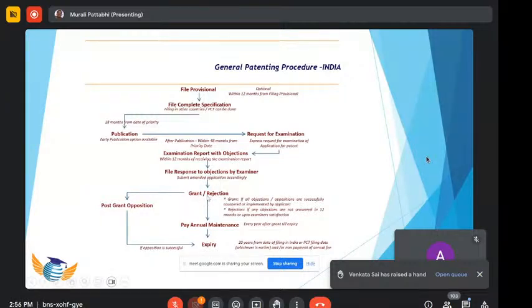Before grant, we can raise a pre-grant opposition. After grant, we can raise even a post-grant opposition. Once after grant, the normal way is we need to pay an annual fee every year till 20 years, and after 20 years, it will expire. This is the general process. Most of you might be knowing it.